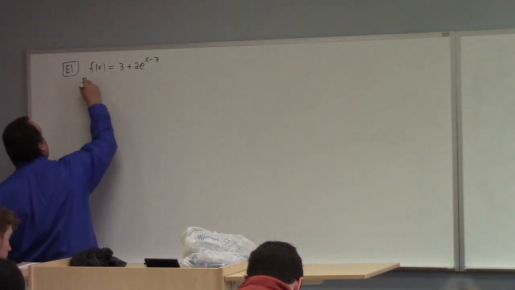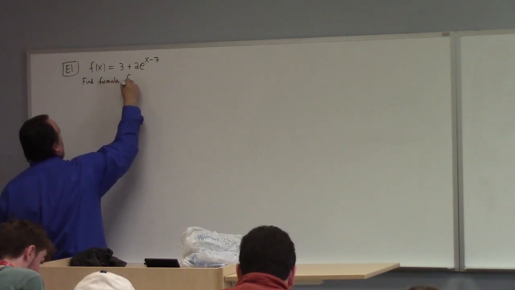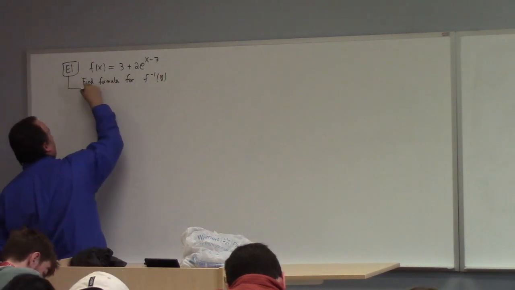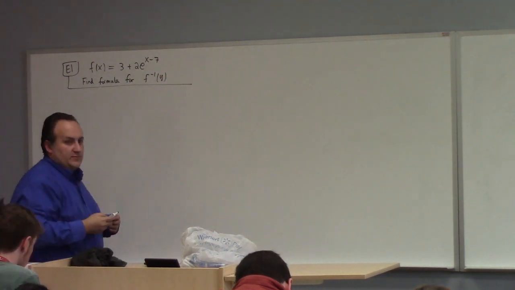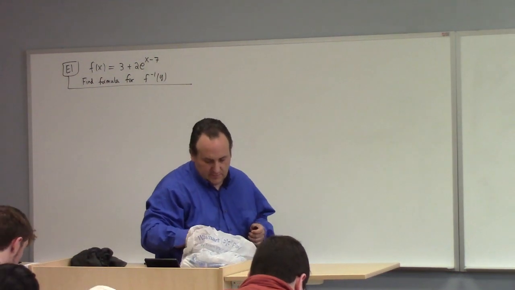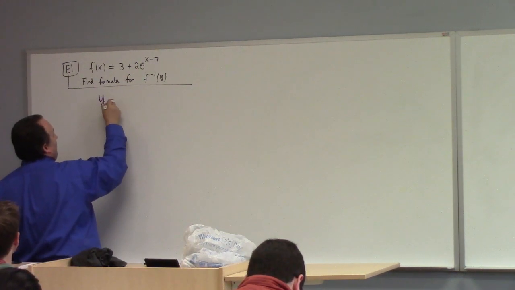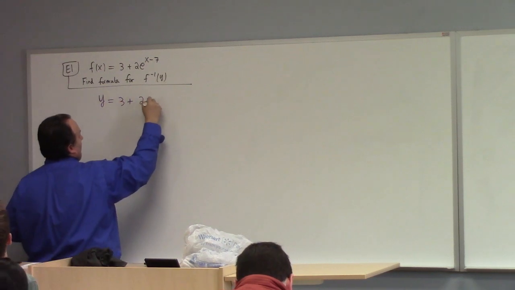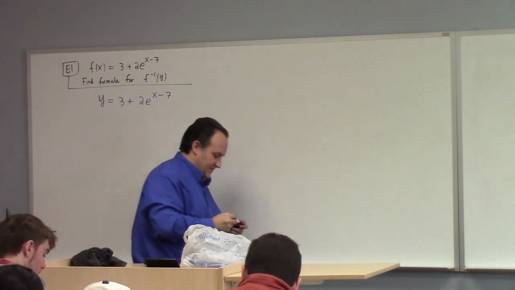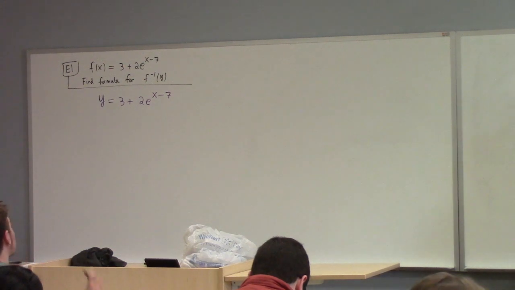Let's find the formula for f inverse of y. So how should we do that? What's our opening move? Remember what we do? We put y equals 3 plus 2e to the x minus 7. That's right, Michael is correct. And then we switch the x. No, I do not switch the x, I just solve for x.